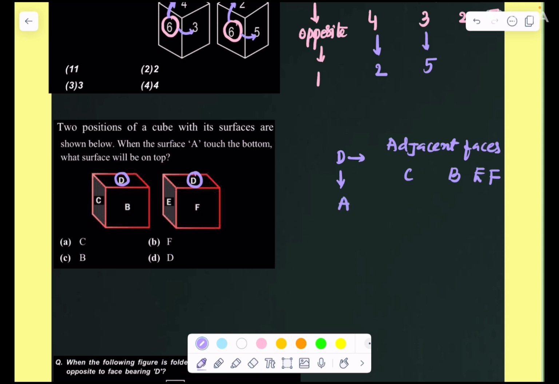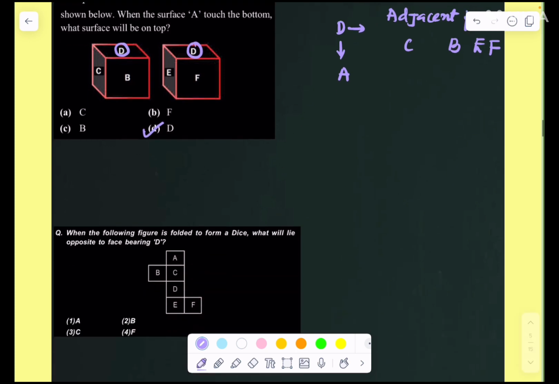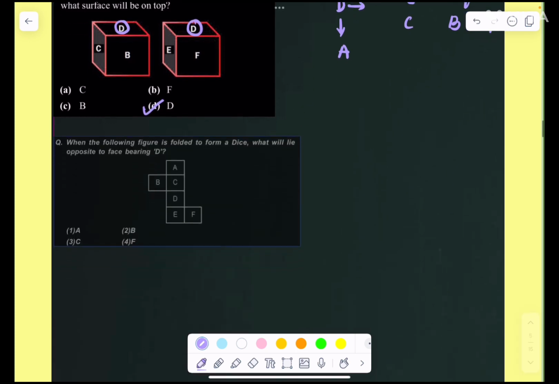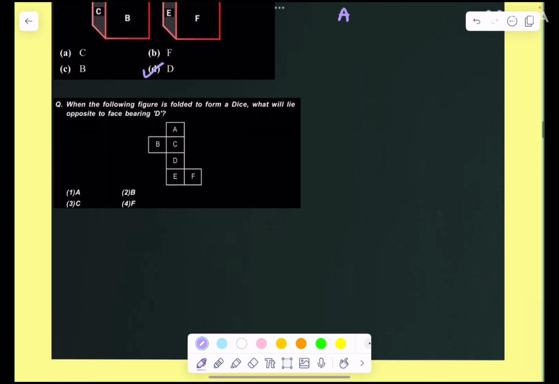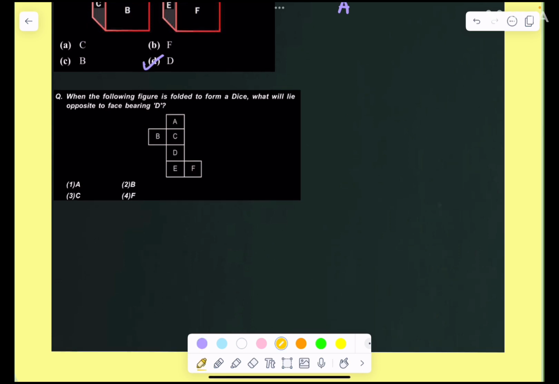When A is the bottom, then which is the opposite here? Top. D, right? Your option is what? Option number D, right? Now see here also. So it is the what? Dice. They are making a splitting, right? And see here, after cutting a die, it's the expansion form of the die only, the unfolded form of the die.